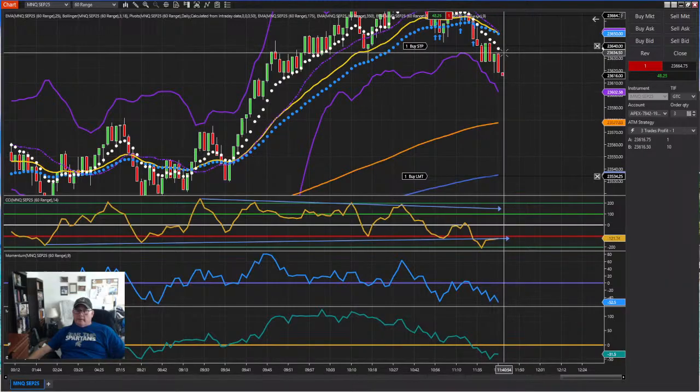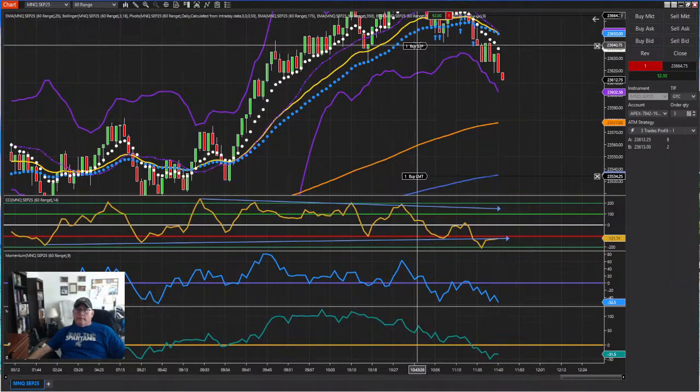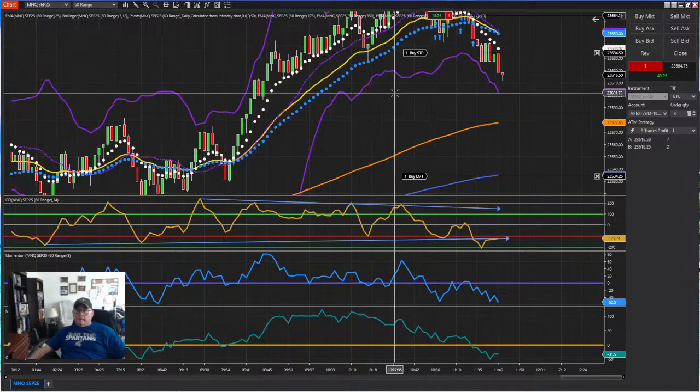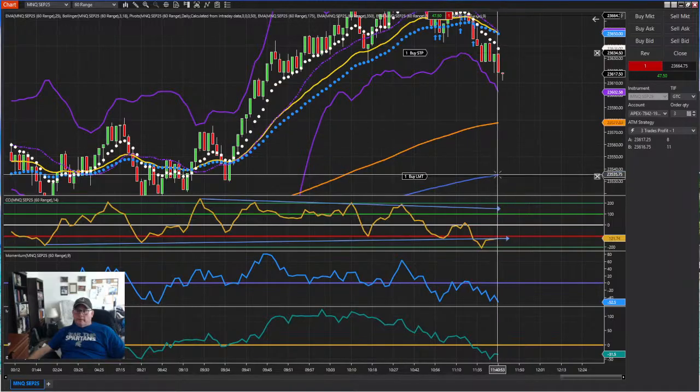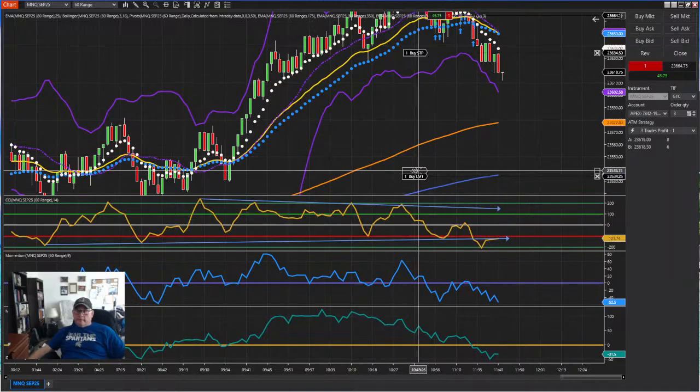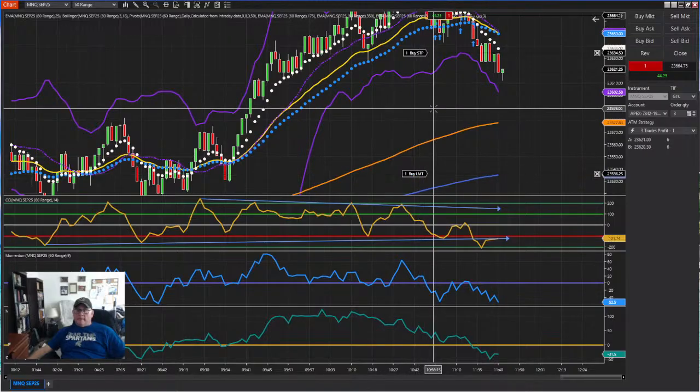Ideally, like to get down to here. Let's do it. Take a little bit more profit on the trade. Watching this line, watching this line. It's going to bounce at some point. Just taking as much as we can.